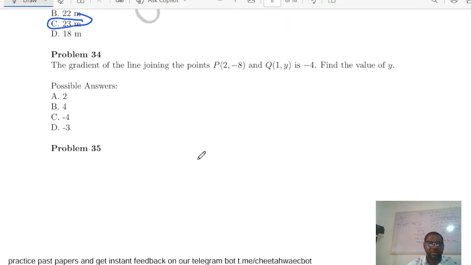Okay, so the next one says the gradient of the line joining the points this and this is this. Find the value of y. Now the value for gradient, let me call here x1 y1 and call here x2 y2.